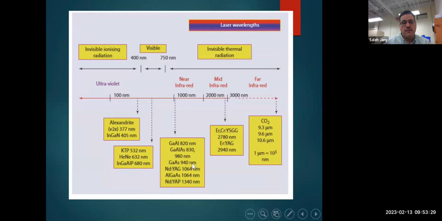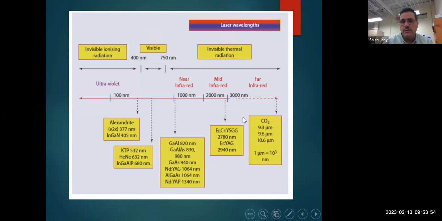They use them for protein denaturation, for coagulation. Erbium chromium yttrium, and erbium YAG they use for cutting hard tissue. They are in the mid infrared. We can cut bone, we can cut dentin, we can cut calculus, we can cut enamel.